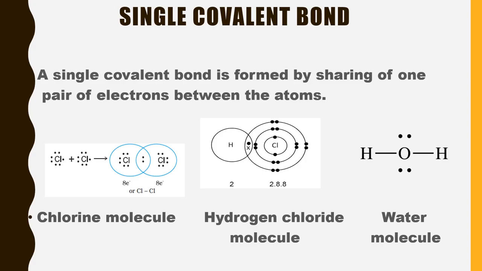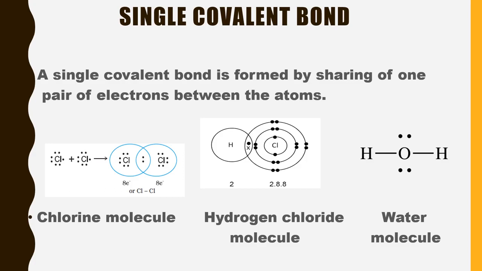Single covalent bond. A single covalent bond is formed by sharing of one pair of electrons between the atoms. Here we are going to discuss with examples. First, I am taking the chlorine molecule. Chlorine has atomic number 17. It has 7 electrons in the outermost shell. To attain stability, it needs one electron, so it shares electrons between the chlorine atoms and makes a chlorine molecule. So here a single covalent bond takes place between the same atoms.